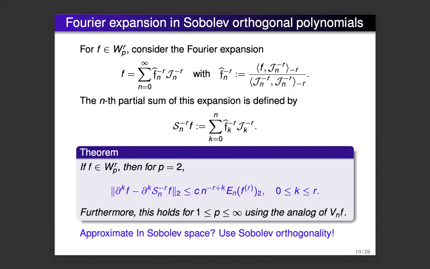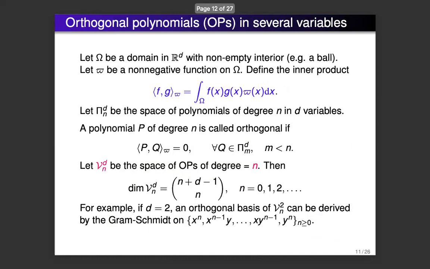So let's now look at it more generally. My goal is to look at orthogonal polynomials in several variables, which is going to be much messier. So let omega be a domain in R^d with non-empty interior, such as a ball. The reason I add this is that when you think about orthogonal polynomials, you can also think about spherical harmonics. That's different because the dimension will be different. So let W be a non-negative function on omega.